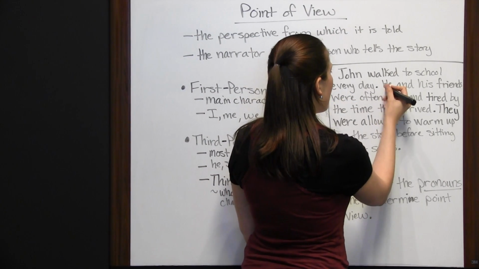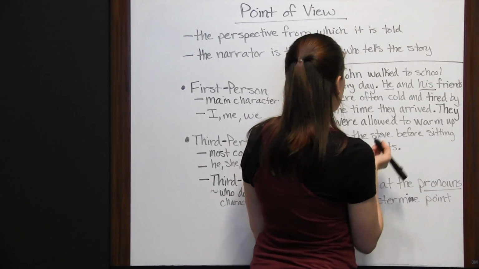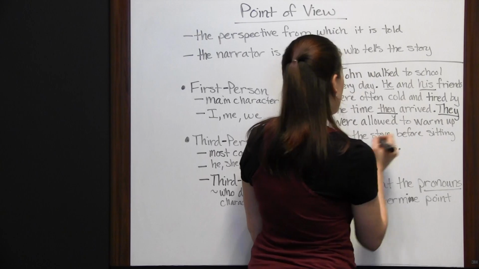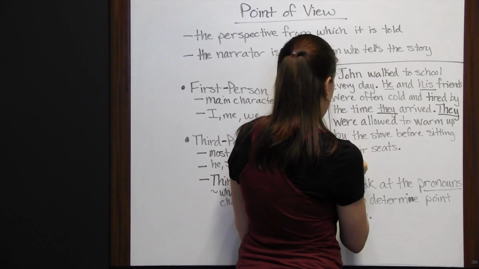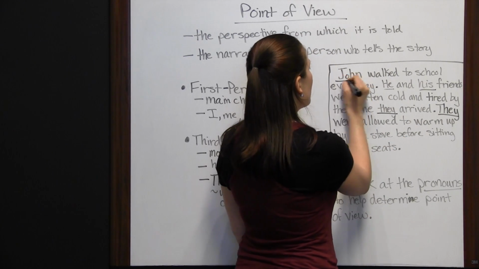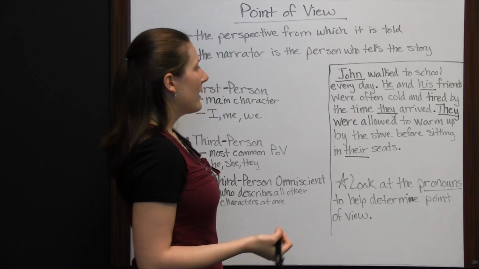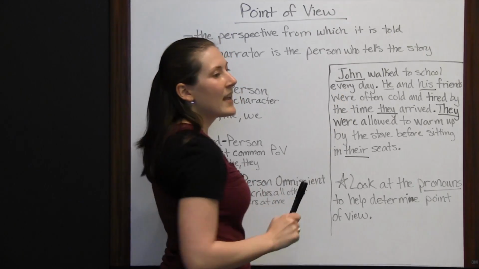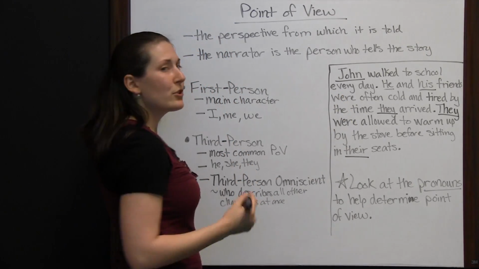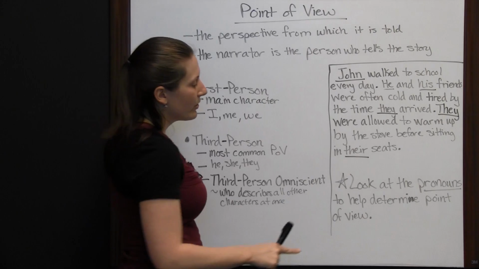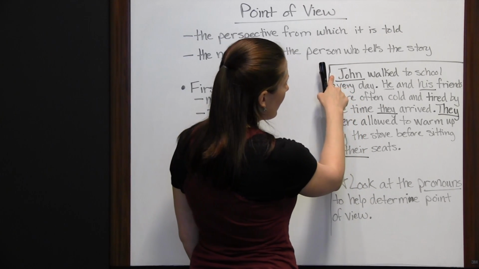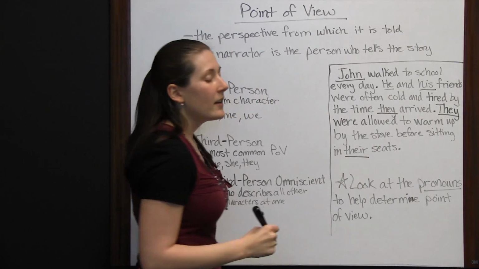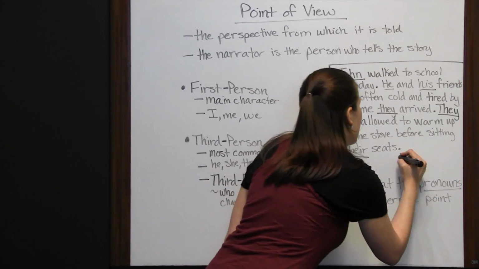So looking through this, we have he and his friends. By the time they arrived, they were allowed to warm up by the stove before sitting in their seats. And it started with John. So the narrator is using he and they and someone's name. Now, first person could use someone's name, and that's why it's important to look at the pronouns. But the narrator starts talking about John, and then he uses all of these third person pronouns. The narrator is a third person narrator here.